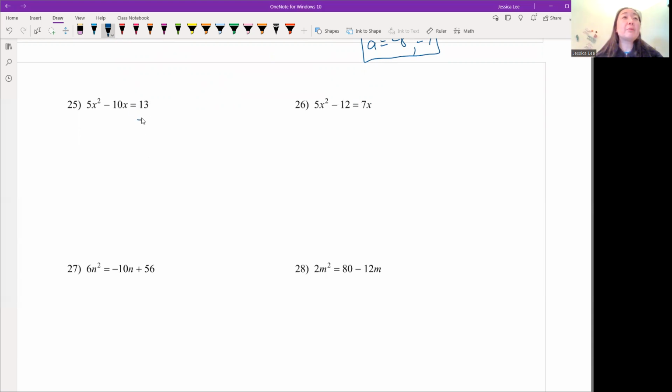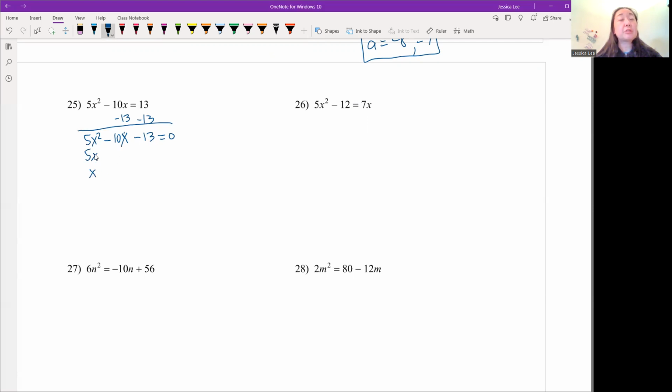Again, this is not equal to 0, so we have to move everything to one side. And so 5x squared, you're not adding these together because this 13 does not have an x, so they don't mix like that. So here you go. There's minus 10x, and then minus 13 is equal to 0. Again, now we cannot factor anything out because 13 is not divisible by 5. So we're going to have to just do this the hard way.